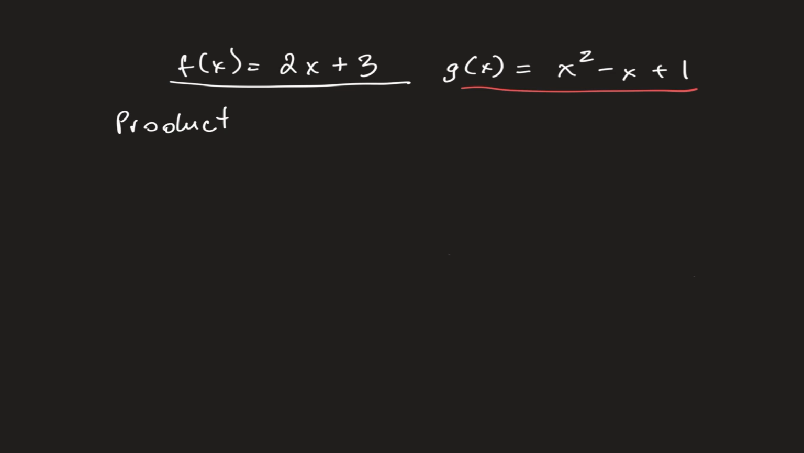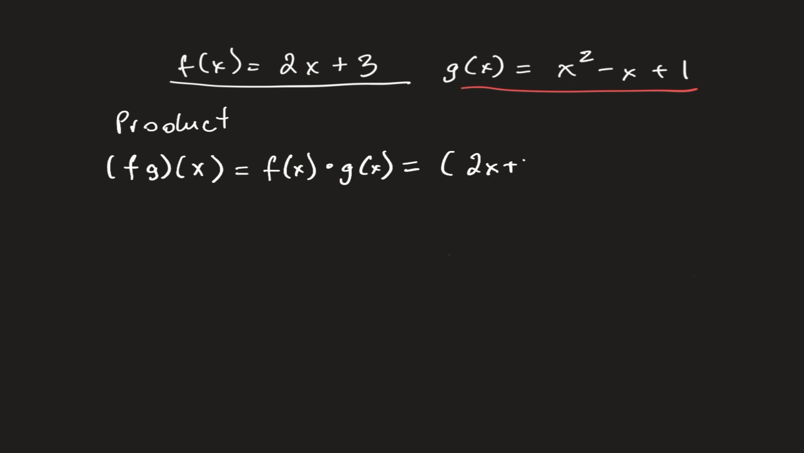The third kind is product. Product means multiply. Therefore, I'm going to have two functions multiplied by each other, f times g of x, which means the same thing as taking function f of x and multiplying it by g of x. So in our case, we have 2x plus 3 times x squared minus x plus 1.